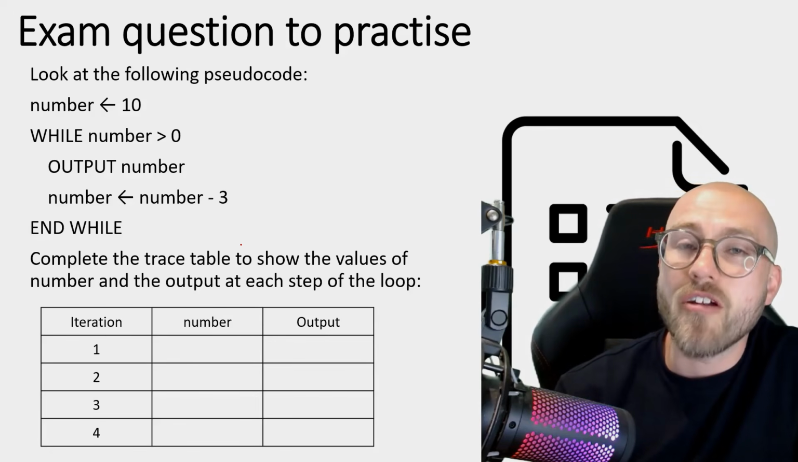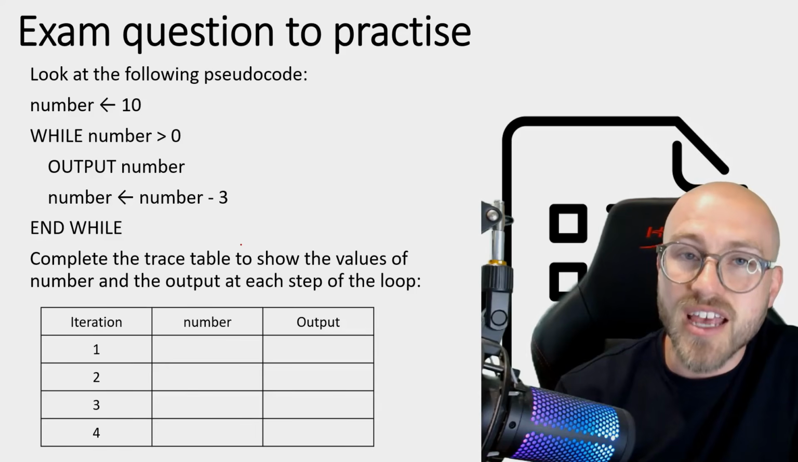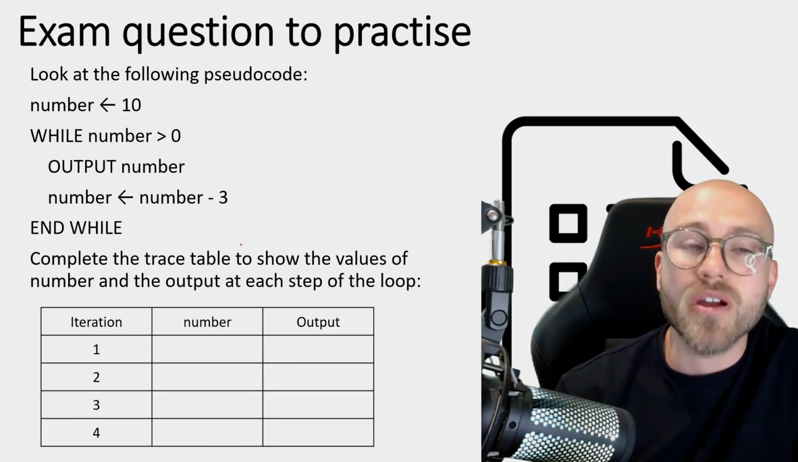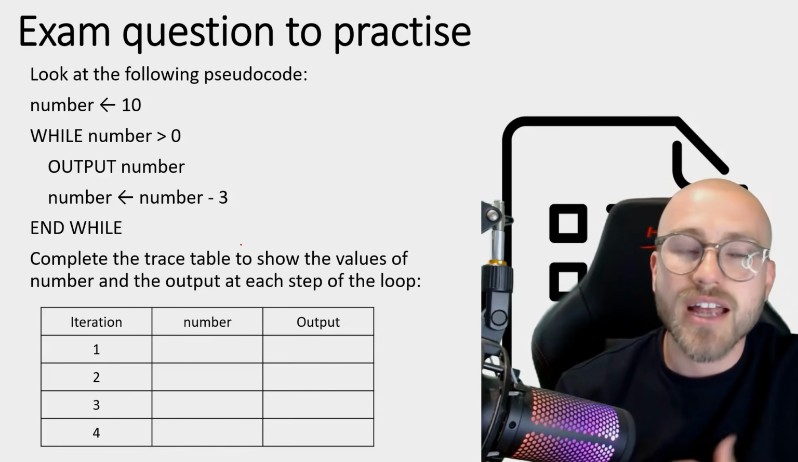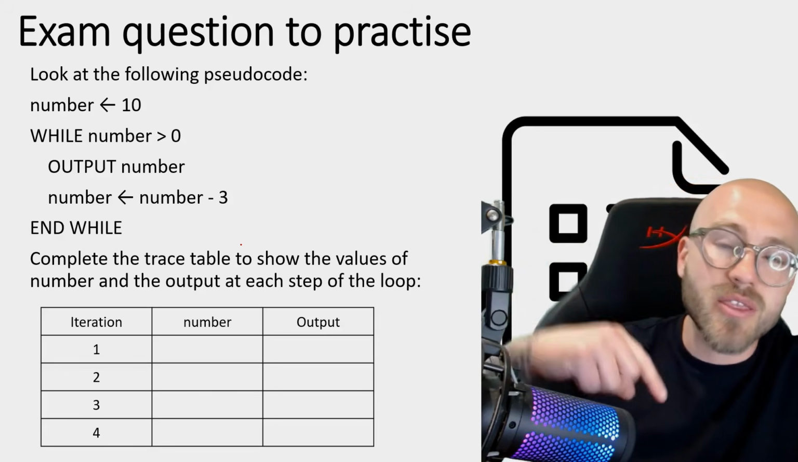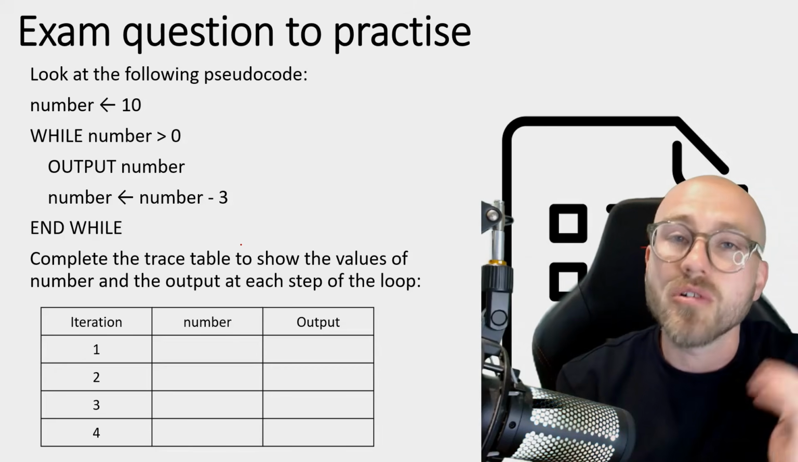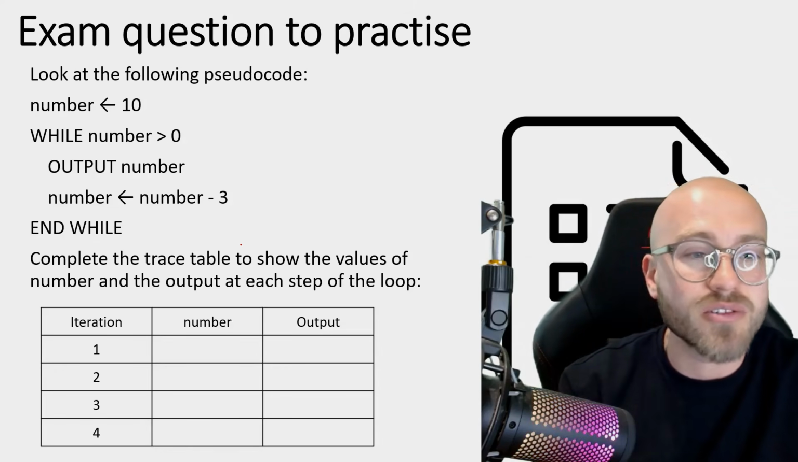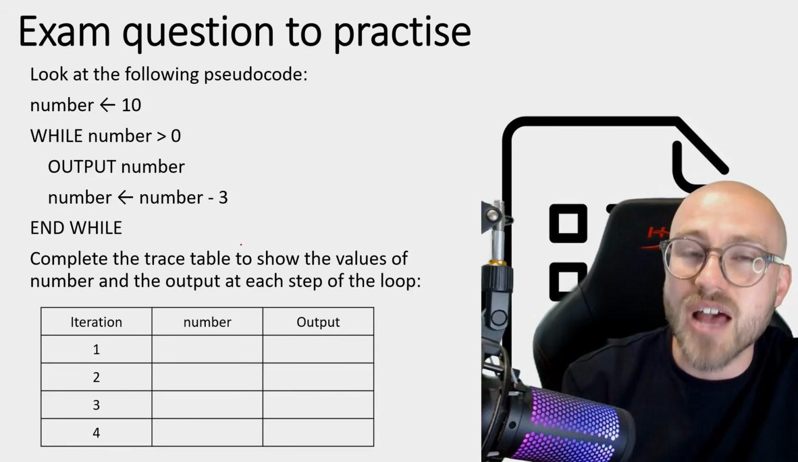To begin with, we've got a variable called number and it is storing the integer 10. While the number is greater than 0, we're going to output whatever the number currently is, and each time it iterates, we're going to take 3 off our number. So complete the trace table to show the values of the number and output at each step of the loop.